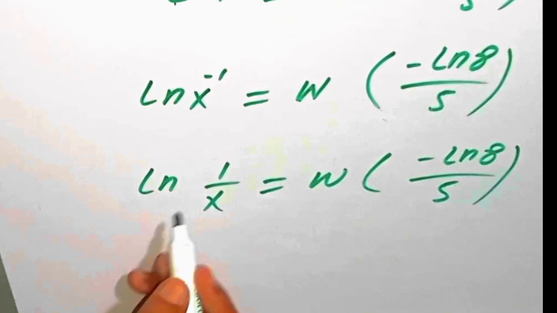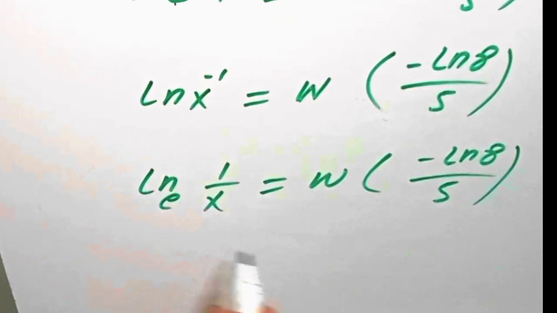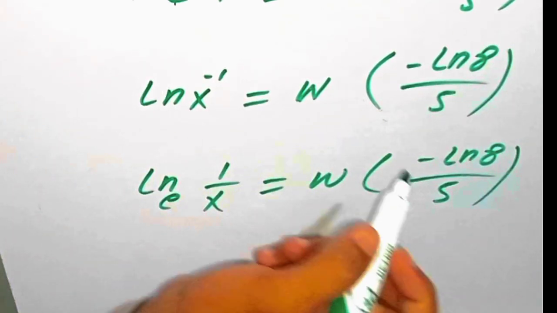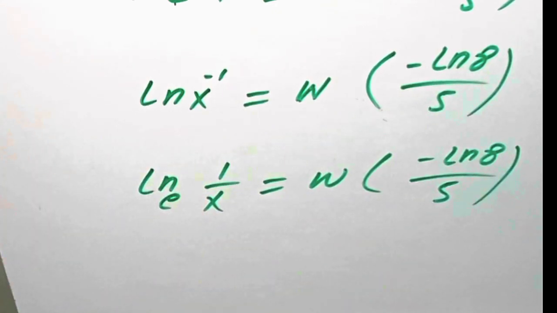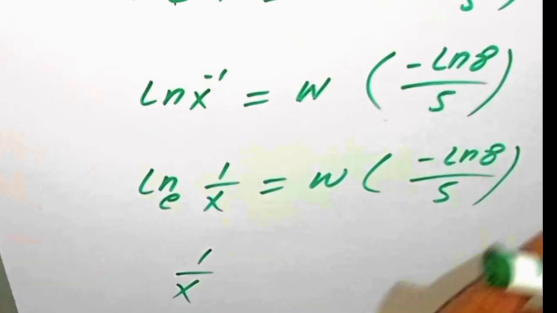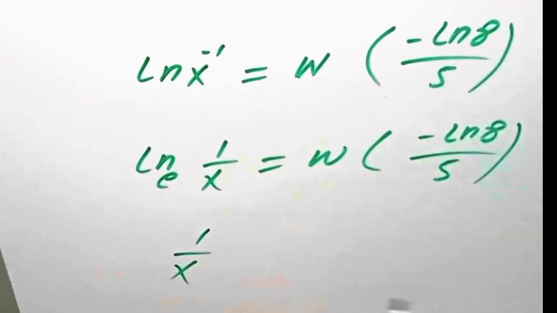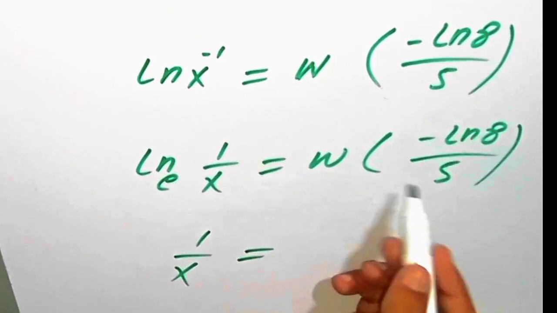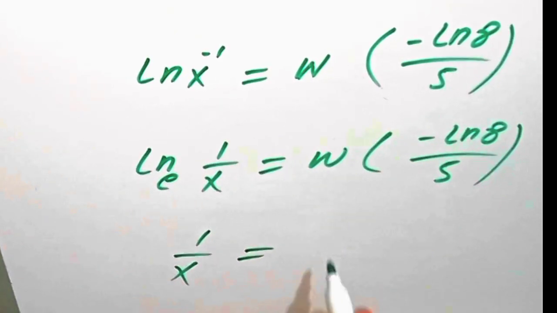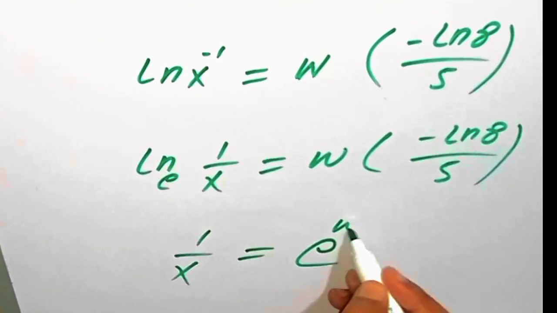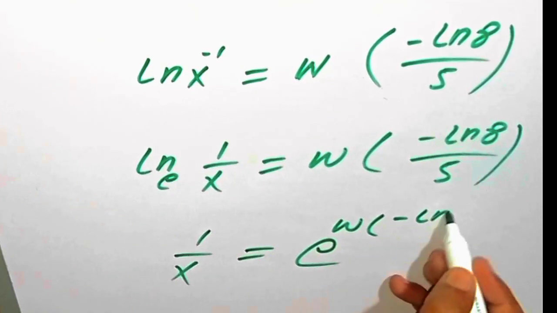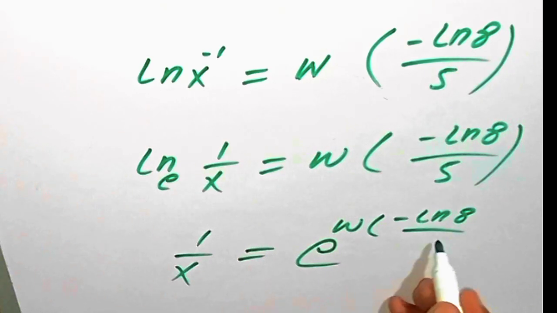In the next step, we change the whole ln logarithm formula into exponential form. So 1 by x remains, 1 by x is equal to, and this whole function comes to the e power. So we can write e to the power W of minus ln 8 divided by 5.